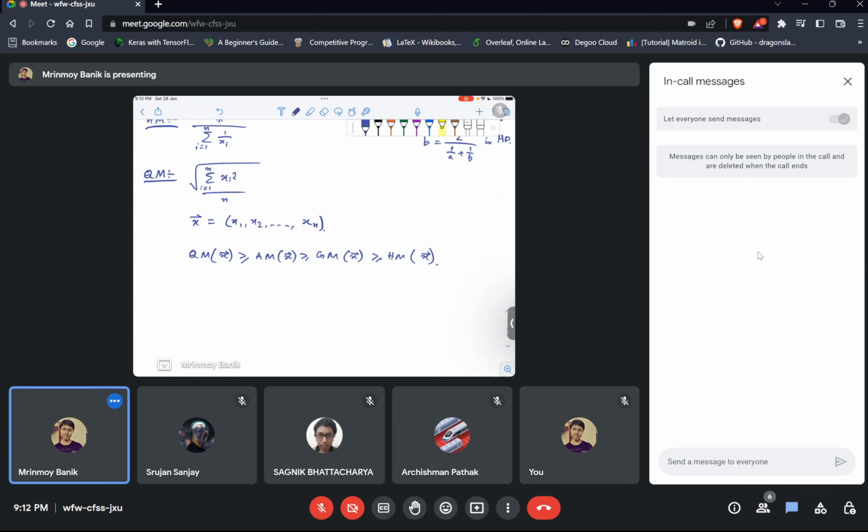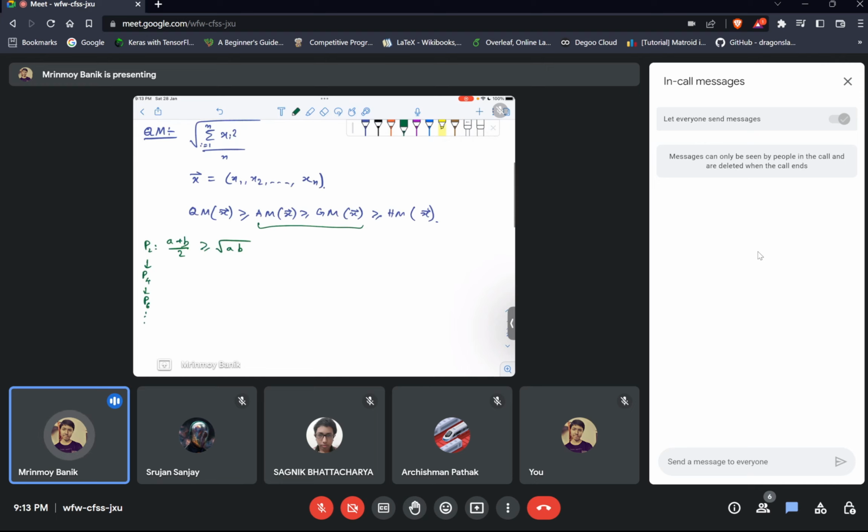Suppose I just want to prove the second condition, arithmetic mean greater than or equal to geometric mean. Suppose we want to prove it by induction. If you're able to show somehow that a plus b by 2 is greater than or equal to square root of ab, call the statement P2, then we can go to P4, P6, and like that for all even numbers.